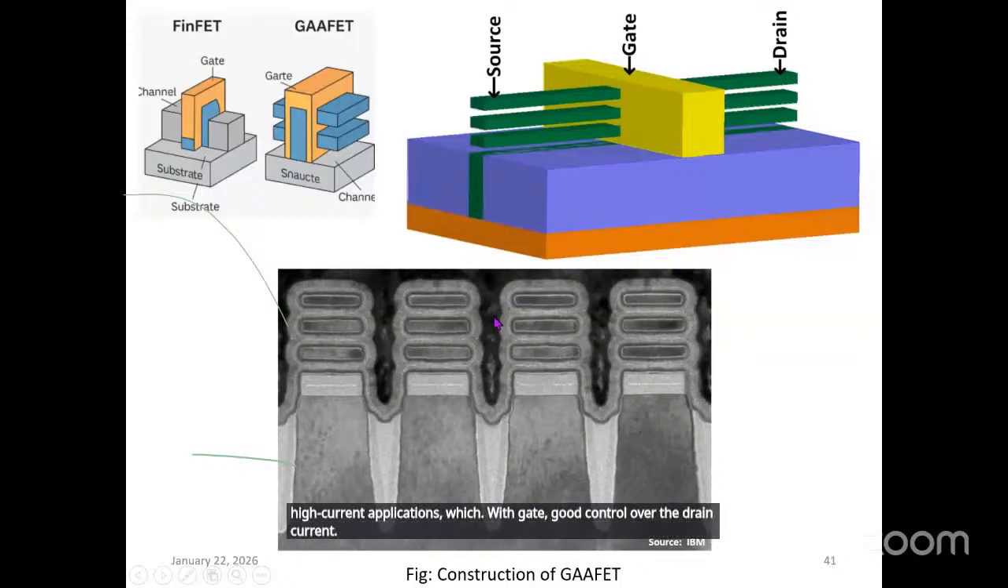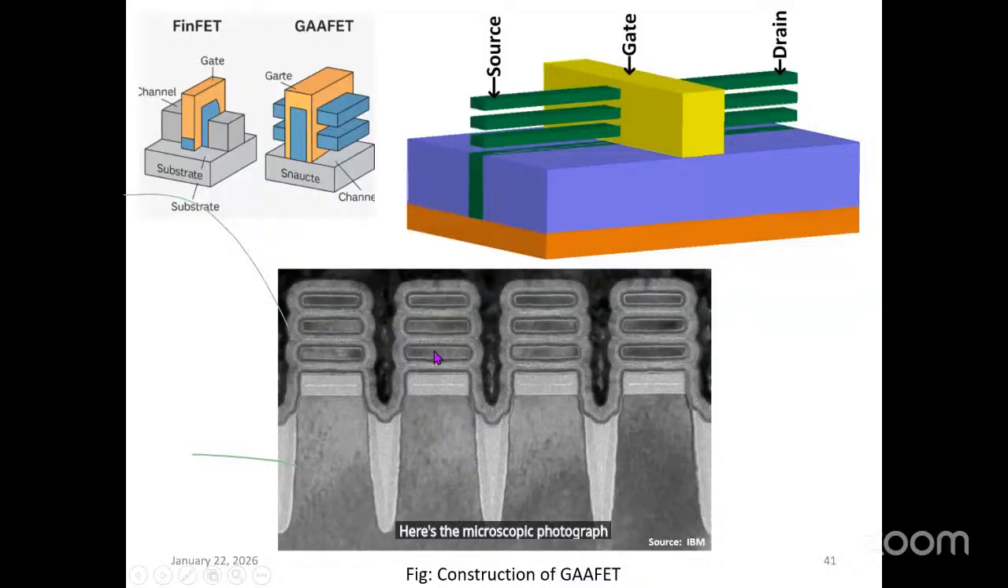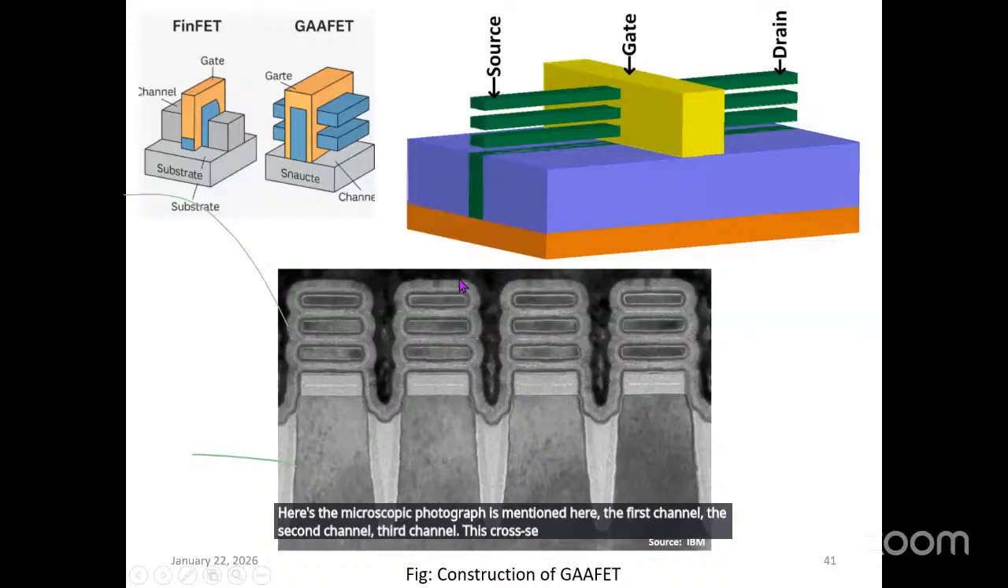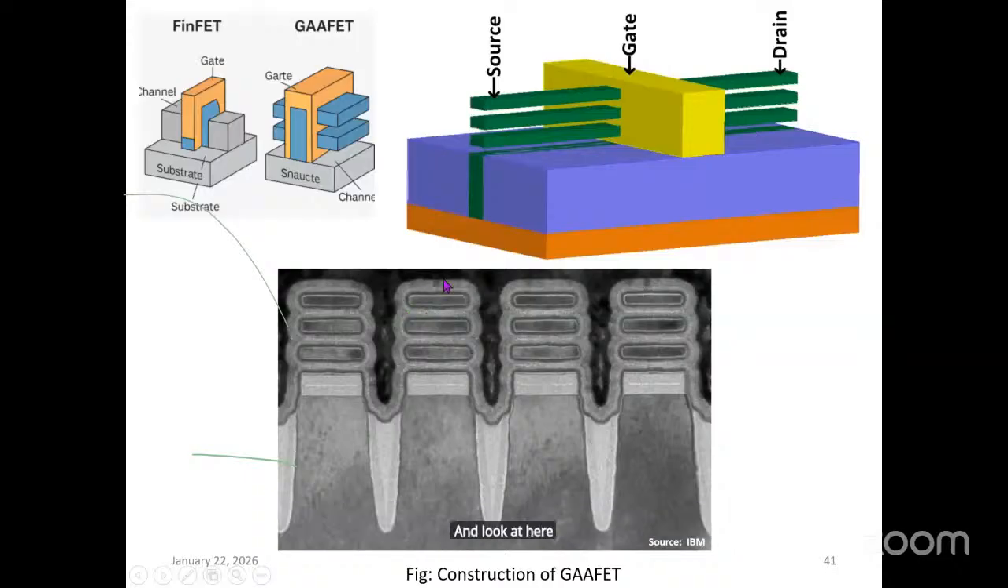This microscopic photograph is shown here. The first channel, the second channel, the third channel. This cross section is shown here. And look here, it is surrounded by the gate. Since the channel is surrounded by the gate, perfect control of the drain current can be obtained. That is the key point of the GAA FET.